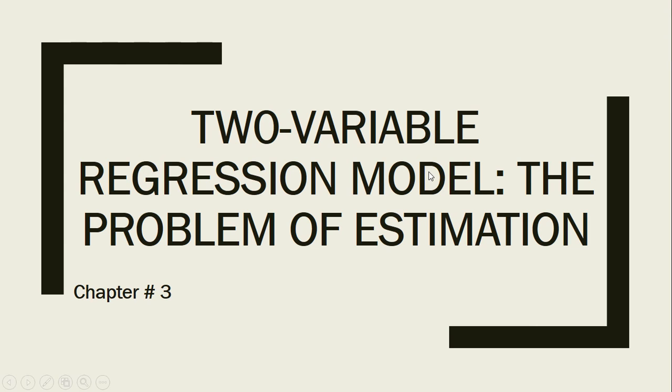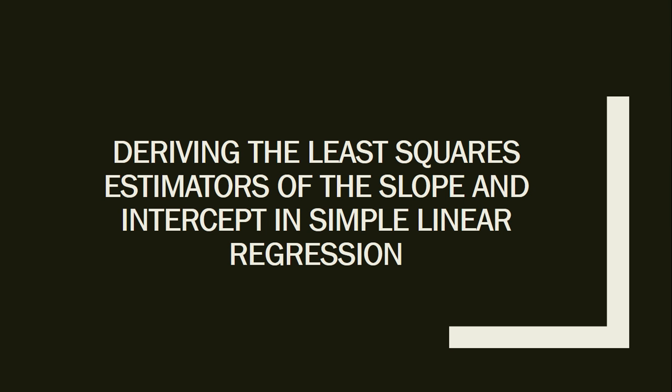This is lecture number 2 of chapter 2, the two-variable regression model: the problem of estimation. In this lecture, we are going to derive the least squares estimators in simple linear regression.